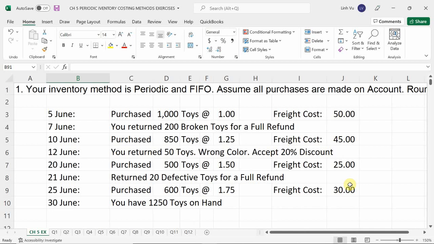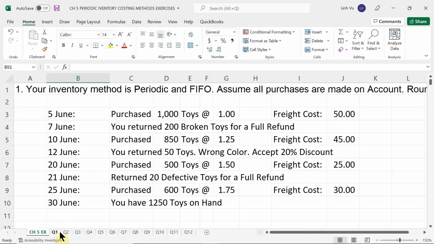Question number 1. We're just going to practice how to use the inventory table as well as practice journalizing. Okay? So in this case, because we need to practice journalizing first and then how to do the returns from there. Okay? So here you go. Question number 1. We're going to start again on June 5th. Okay? So June 5th, we purchased 1,000 toys at $1 each with a freight of $50.